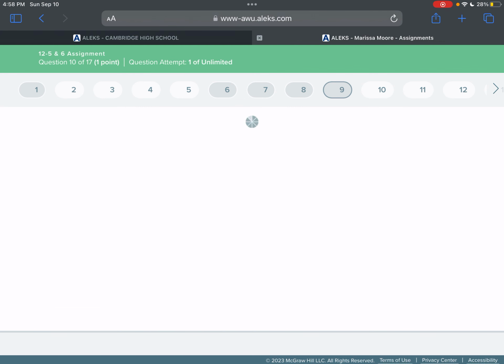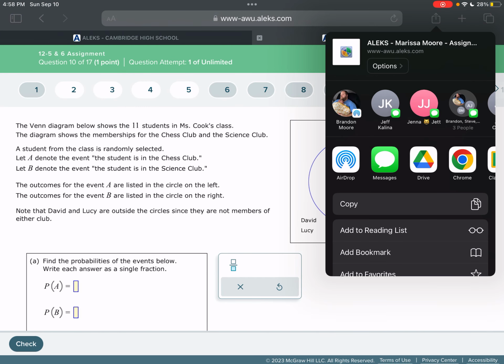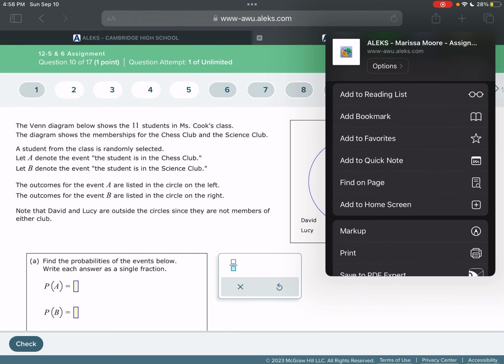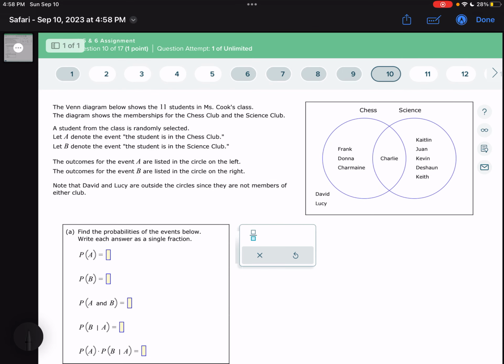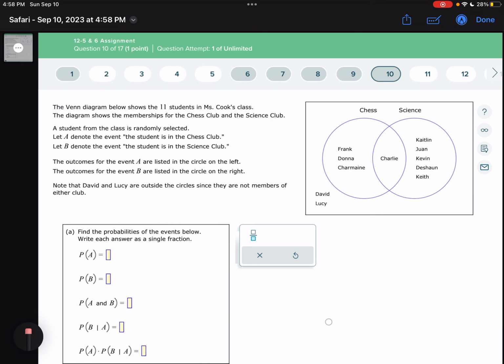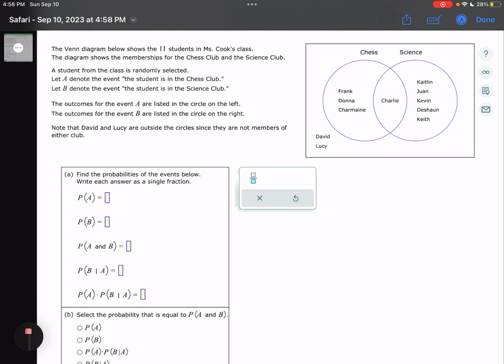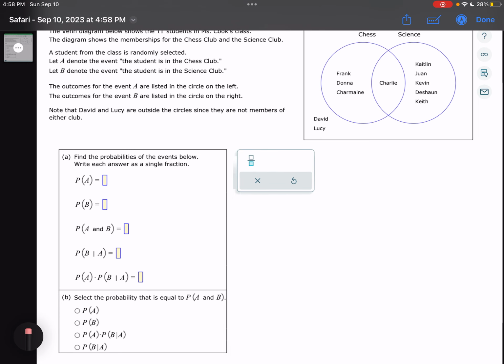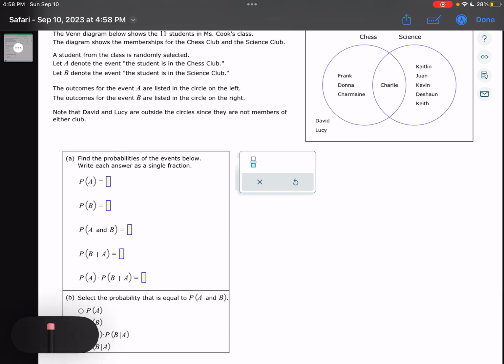Number 10. Okay, number 10, there are 2 parts to this. I'm going to scroll right there. Okay, so I want the probabilities. Remember, the P here in the beginning, choose a pen. P here in the beginning means that I need a probability. So I am first asked for A, and it says that A is the chess club, B is the science club. So A is chess, B is science.